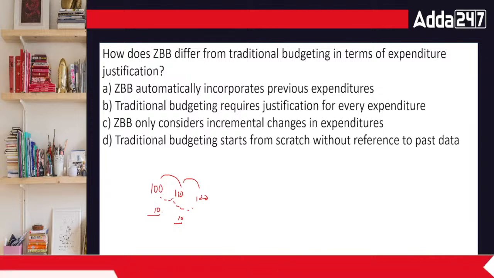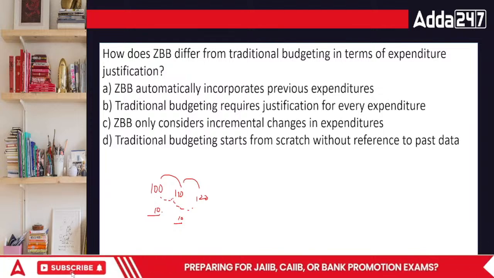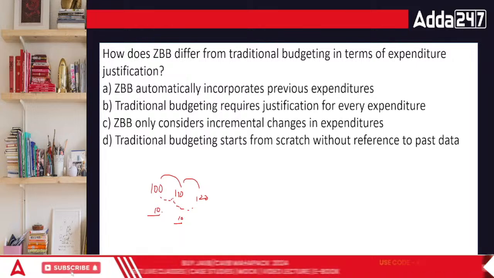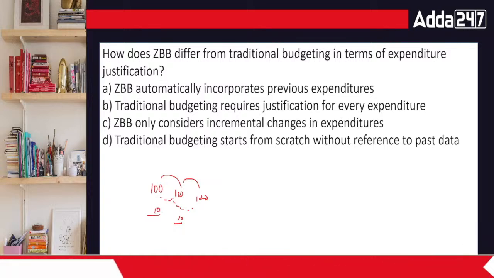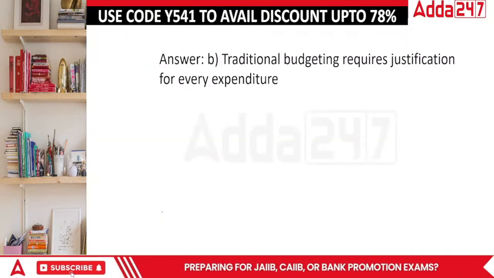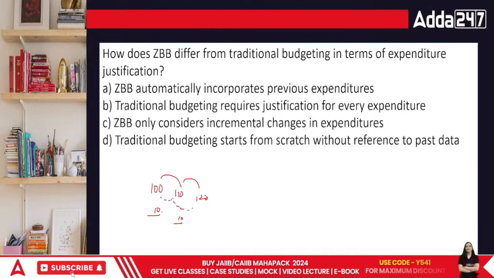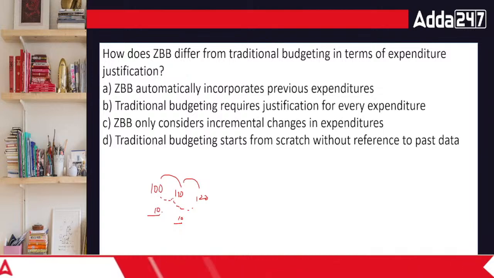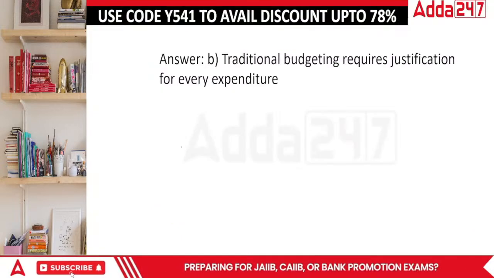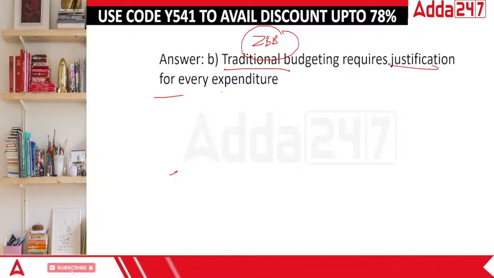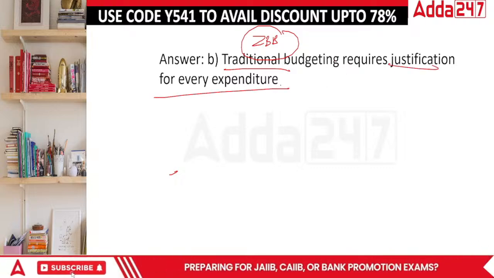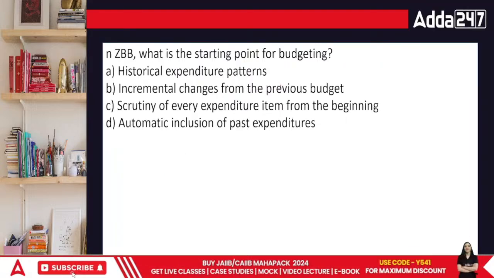Done, everyone? So in this case, traditional talks about the previous part. ZBB doesn't incorporate it, so the first is wrong. The answer should be B, which is definitely related to the area of traditional budgeting, not ZBB. ZBB talks about justification at every point of time. Traditional had a cluster of it. They used to find estimates.